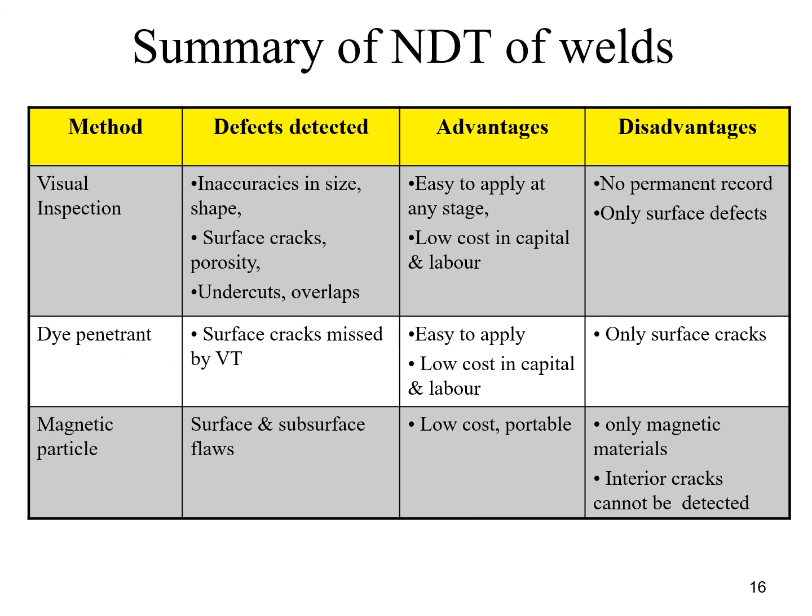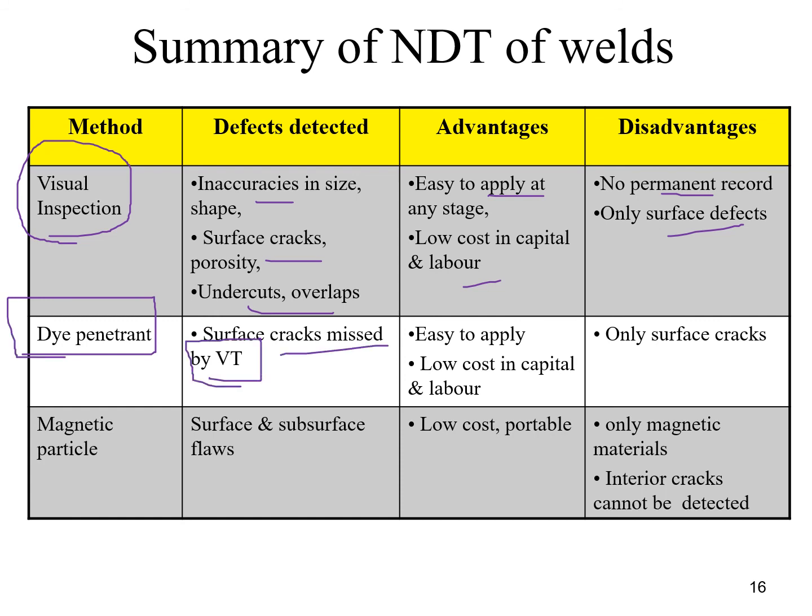The summary of the NDT methods: the visual inspection, defects detected, the inaccuracies in size. So these are macro defects, undercuts, overlaps. Advantages: easy to apply, low cost; no permanent record, only surface defects. Dye penetrant or the liquid dye penetration technique: surface cracks missed by visual inspection are detected by this one. Easy to apply, only surface cracks. Magnetic particle method: surface and subsurface flaws. Low cost, portable, only magnetic materials, and interior cracks cannot be detected.